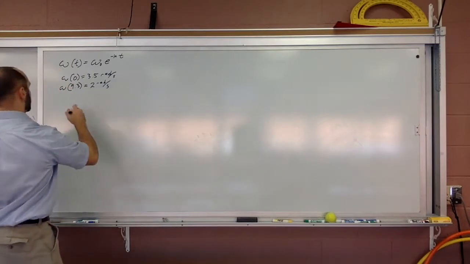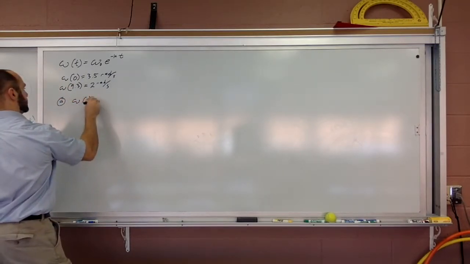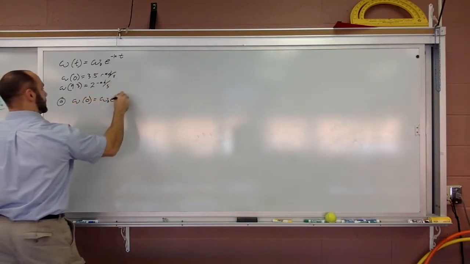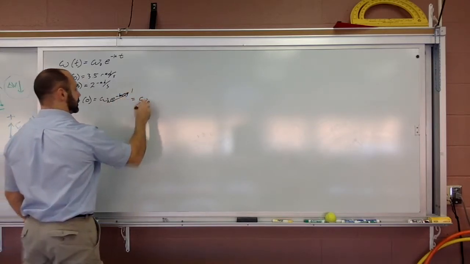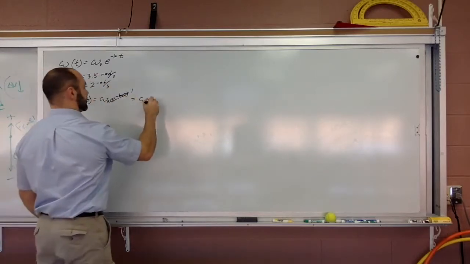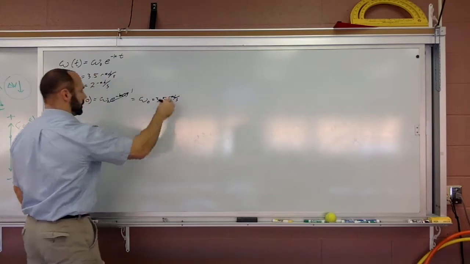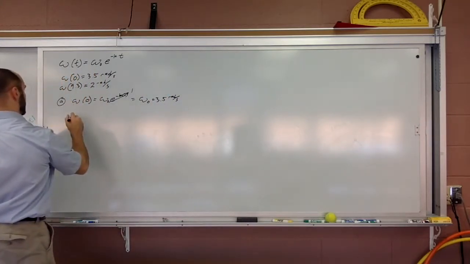Well, first of all, we know that omega at time 0, if we plug 0 into this, we get omega naught e to the negative k times 0, but that makes this just 1. And so this is omega naught. And now we know omega at 0 is 3.5. So now we know what omega naught is. And now we want to find what k is. So can we do that?